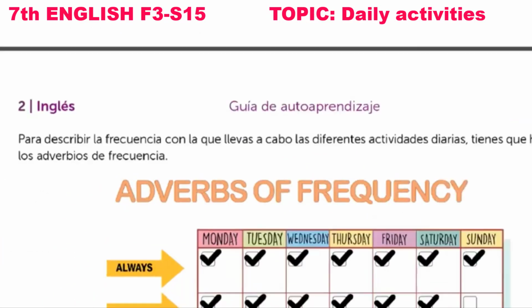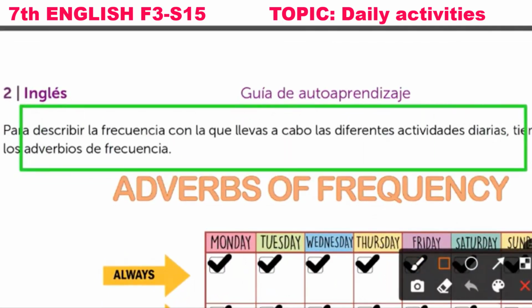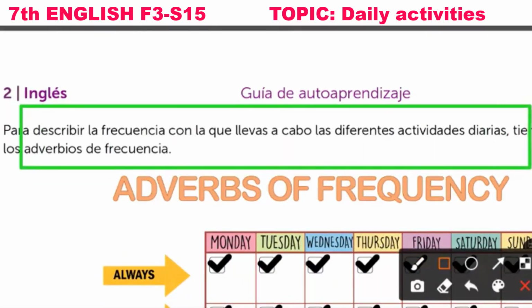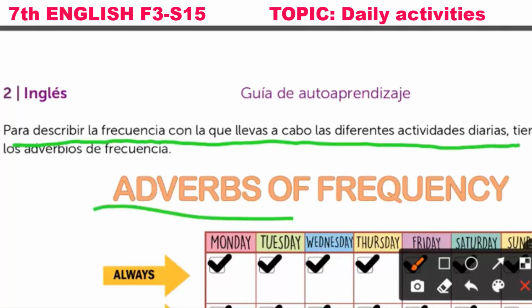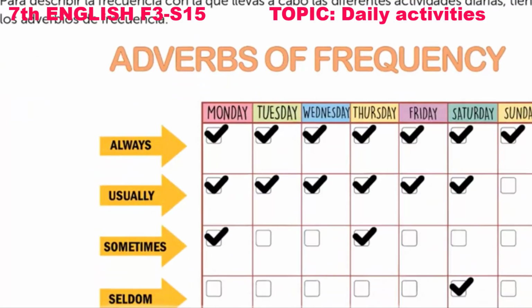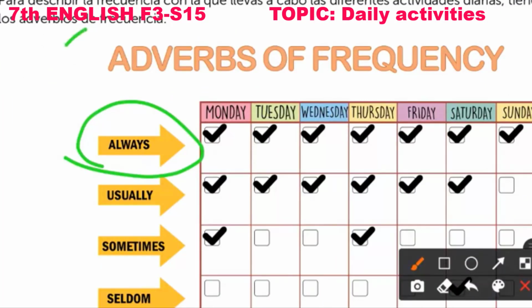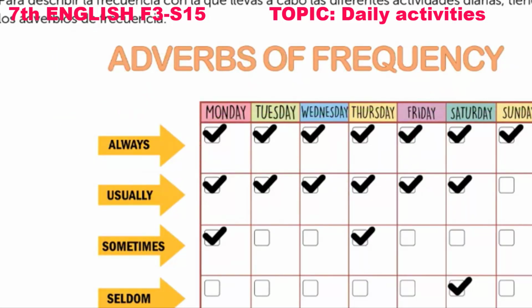Para describir la frecuencia con la que llevas a cabo las diferentes actividades diarias, tienes que usar los adverbios de frecuencia. Attention to that. Adverbs of frequency. Let's take, for example, always. Always in Spanish means siempre, okay?